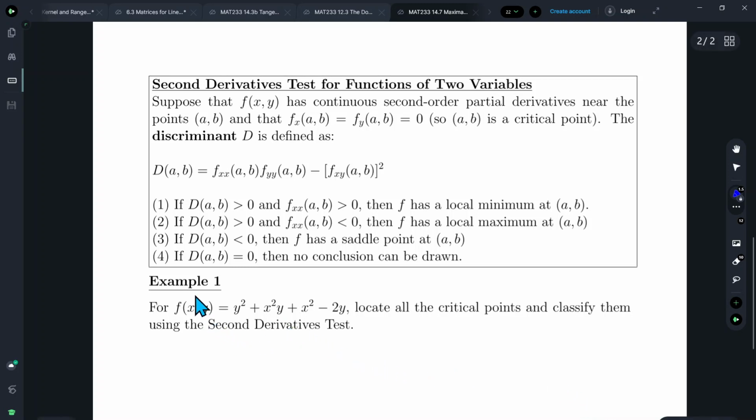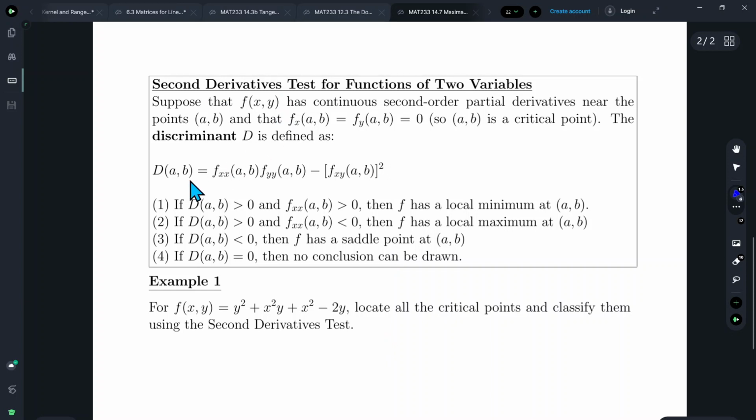Okay, so let's take a look at this example where we're given the function y squared plus x squared y plus x squared minus 2y, and what we want to do is find all the critical points of this function and classify each of them as either local minimum, local maximum, or saddle point using the second derivative test.